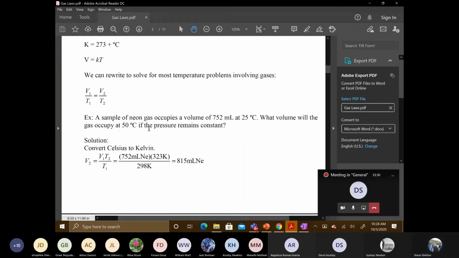Now, if you were impatient and not paying attention to the detail, and you saw 25 and 50, well, it went up by 25, that's doubling the temperature. So you would say that the volume should be twice as much. Well, the problem is that you can't say that. Why can't I say that, Mr. Shelton? Because your temperature has to be converted into Kelvin.